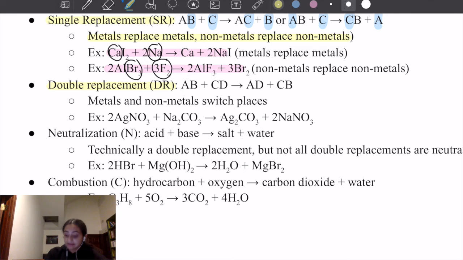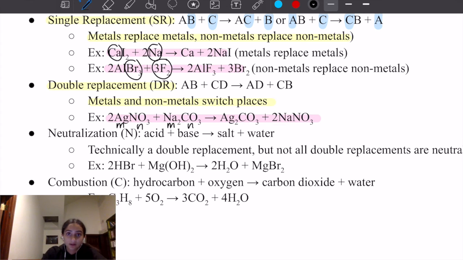AB plus CD yields AD plus CB. So again, metals and non-metals switch places. You cannot have 2 non-metals or 2 metals in a compound. An example of this is 2AgNO3 plus Na2CO3 yields Ag2CO3 plus 2NaNO3. So in this case, we have a metal for Ag, non-metal NO3, sodium is a metal, carbonate is a non-metal. And then if you notice, the metals both switch places.